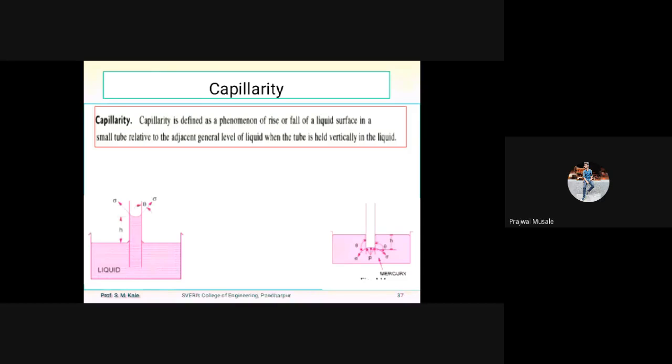Now whatever rise of liquid level there is inside the capillary tube is called capillary rise. Whatever fall of liquid level there is inside the capillary tube is called fall in the capillary tube, or it is also called capillary depression.